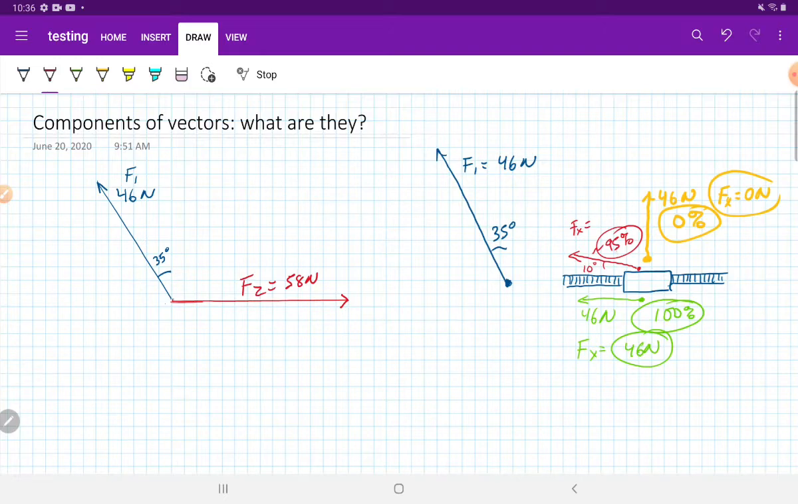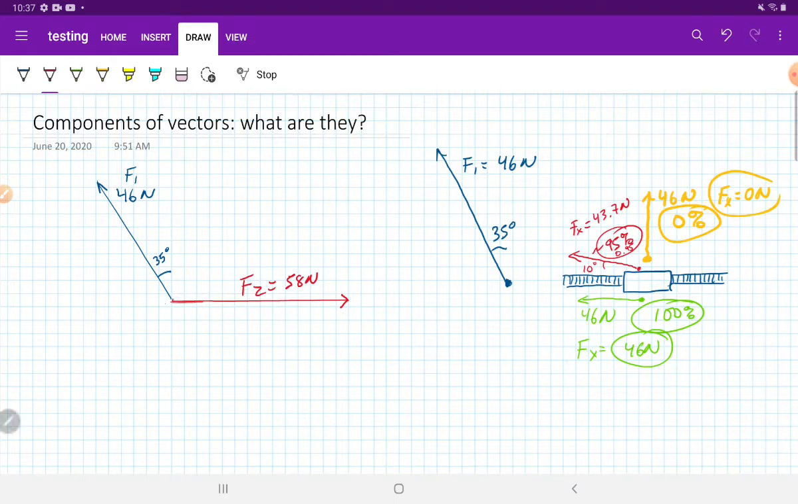95% is the same thing as 0.95, right? 0.95 times 46. If it was 1, it would be 100%. So 0.95 times 46 would give me 43.7 newtons. Okay, so 43.7 newtons of the 46. I'm pushing with 46, remember, in all these situations, but only 43 of those 46, or nearly 44, would be pushing in the X direction in the red situation.